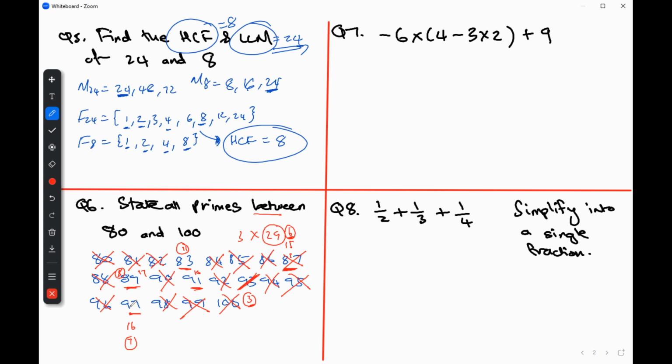Can 97 divide by 3? No. 2, no, it's an odd number. 4, no. 5, no. 6, no. 7? 7 can go into 9, remainder 2. Can 7 go into 27? No. 8, 9, 10, 11, 12. All right, so we're leaning on 83, 89, and 97 as the prime numbers between 80 and 100.